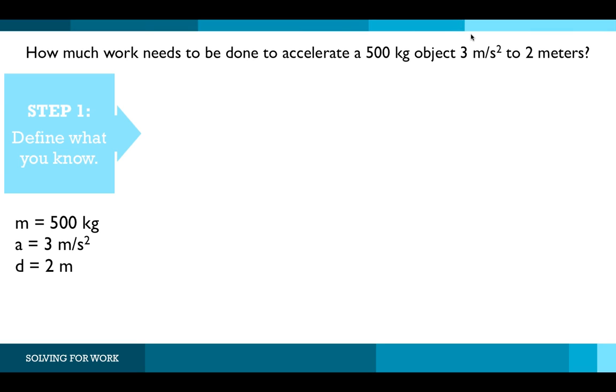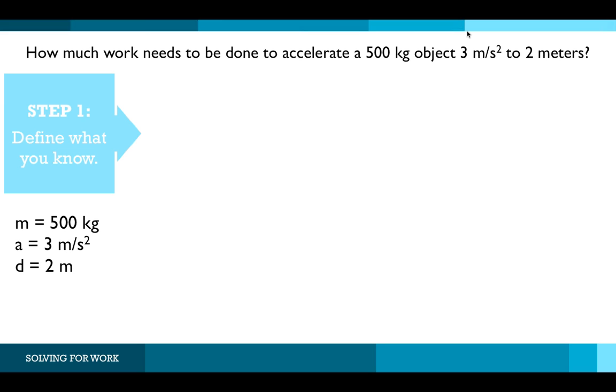All right, so how much work needs to be done to accelerate a 500 kilogram object at 3 meters per second squared over 2 meters? So how in the world are we going to solve this problem? Because we can't just glance at the equation and immediately see the answer. But we'll see how this comes about in just a moment.